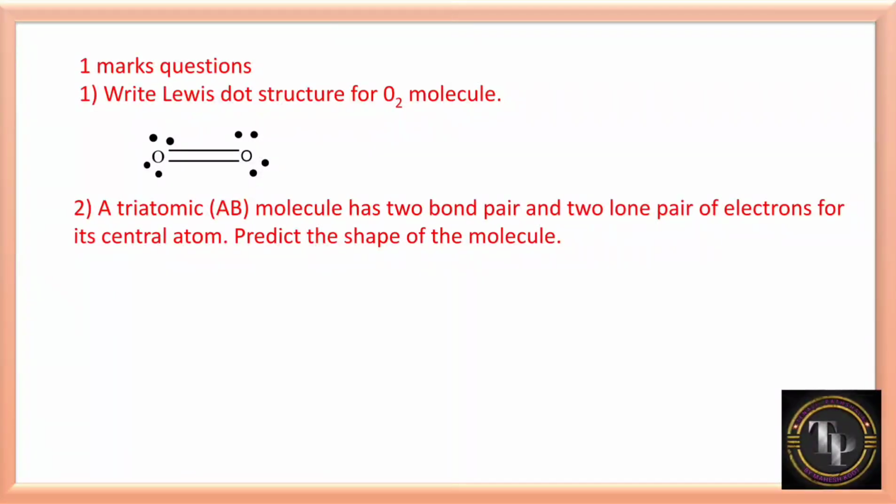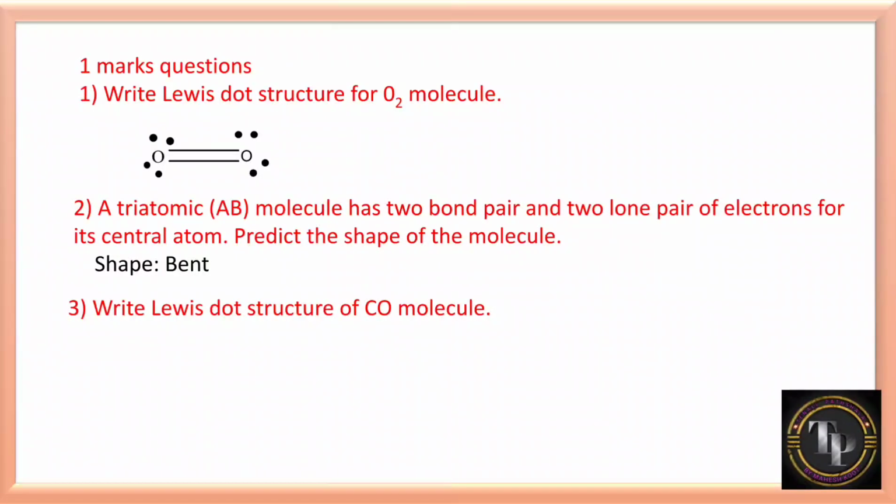A triatomic AB2 molecule has 2 bond pair and 2 lone pair of electrons for its central atom. Predict the shape of the molecule. 2 bond pair and 2 lone pair. So you are not considering lone pair for the shape. 2 bond pair means it should be linear, but it is having 2 lone pair also. Therefore, due to repulsion between lone pair and bond pair, your shape is bent. Shape is bent, guys.